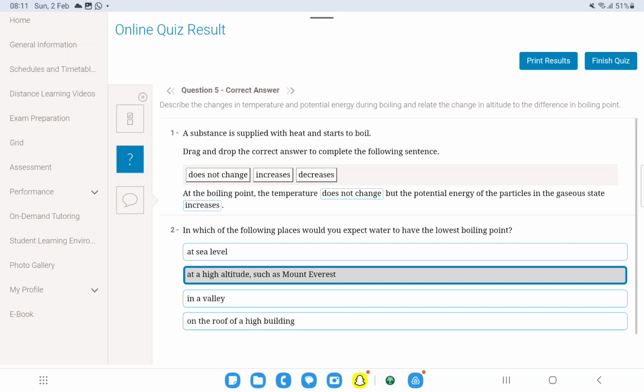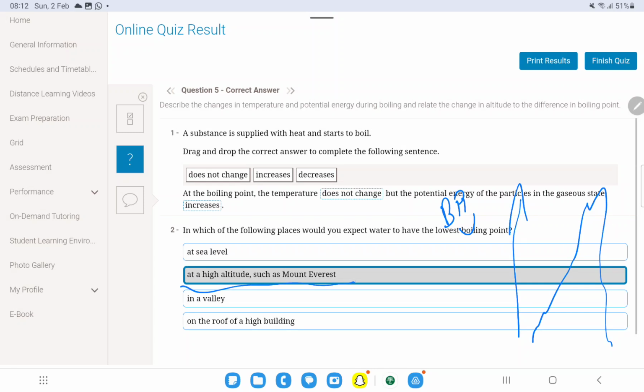A substance is supplied with heat and starts to boil. Drag and drop the correct answer to complete the following sentence. At the boiling point, the temperature does not change. We said before that at the boiling point, the temperature does not change. It continues with the same temperature, but the potential energy increases, in the gaseous state especially. Which of the following places would you expect water to have the lowest boiling point? Now we also know that the more you go up, the lower the boiling point is.